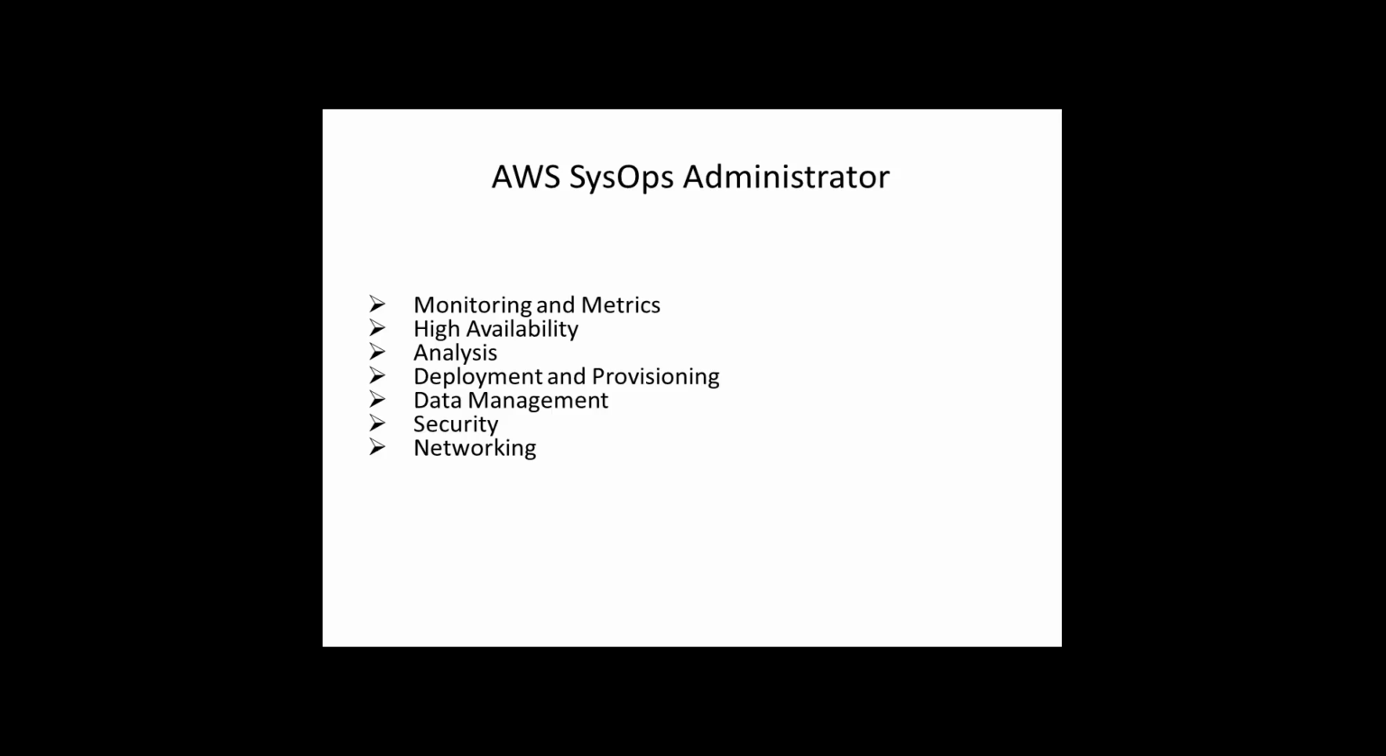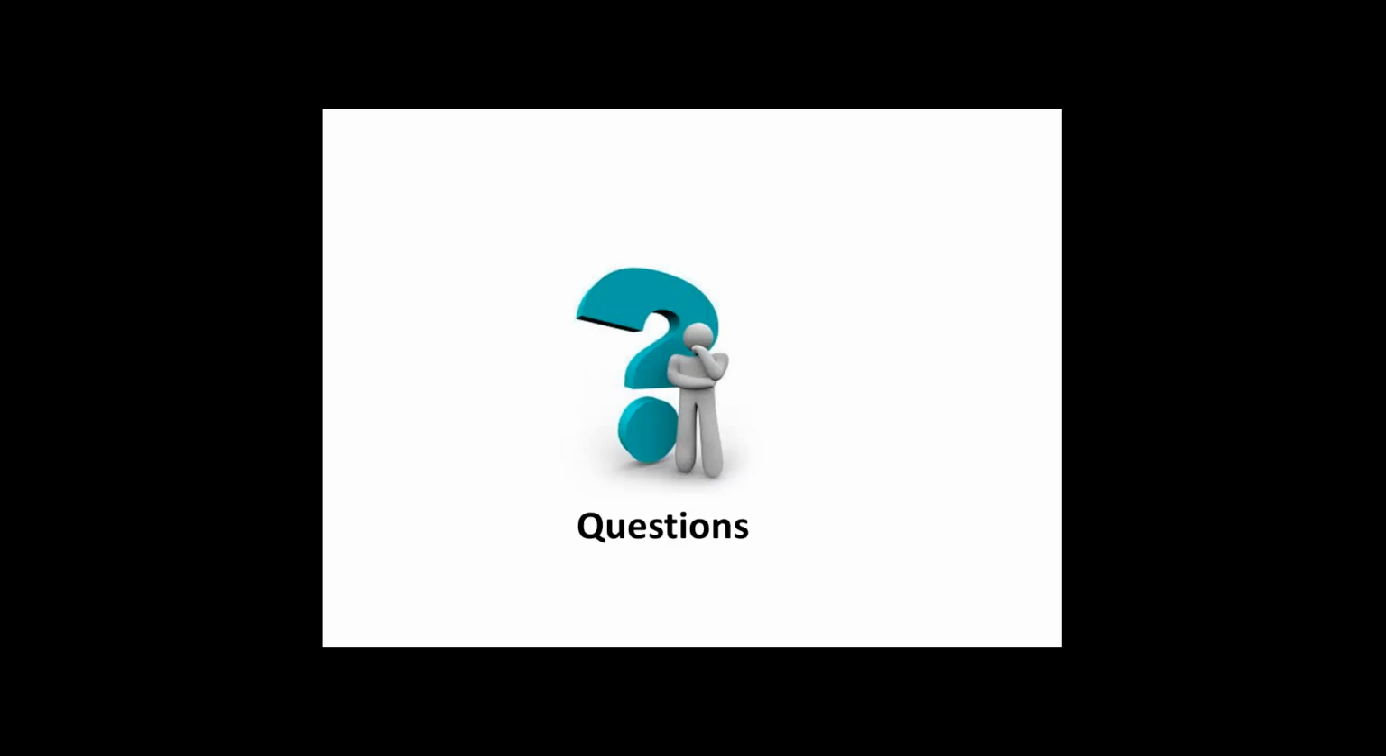SysOps guys have daily routine work. They keep on monitoring. If anything is there, they will troubleshoot and make the metrics of how the service is running. And data management, the backup and restoration if required, all these things they will take care of. So we are providing three courses. One is AWS Foundation, second one is Architect, and third one is the SysOps Administrator. So for today, this is it.